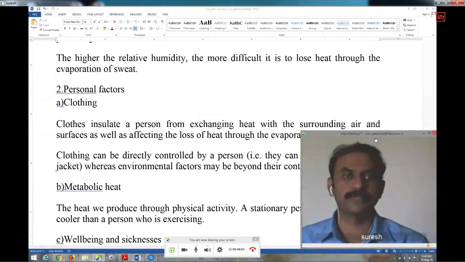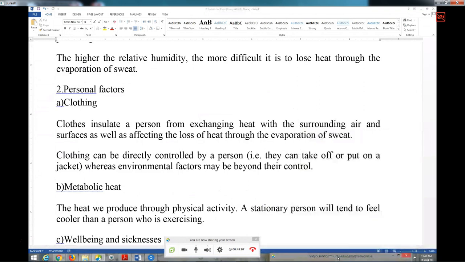Now, when I come to this particular one, the factor is clothing. The cloth insulates a person from exchanging heat with the surrounding air and surfaces, as well as affecting the loss of heat through the evaporation of sweat. Now, the clothing can be directly controlled by a person. That is, they can take off or put on each item, whereas environmental factors may be beyond their control.